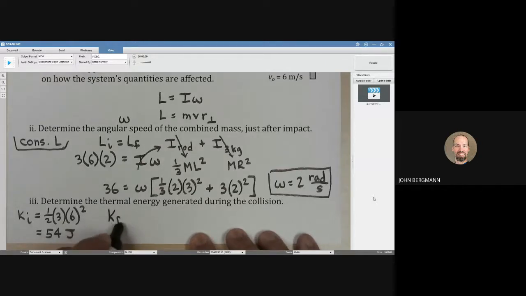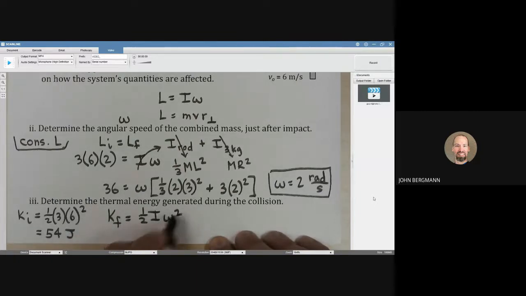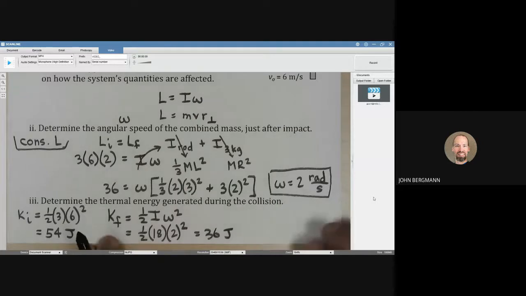At the end, I sure hope we have less. Now, this system is rotating, which means its kinetic energy is 1/2 I omega squared. We decided that the moment of inertia, the thing in brackets, was 18, so that goes right there, and omega we decided to be 2. So what does that come out to? 36. So how much thermal energy was generated? Subtract those two. About 18 joules.